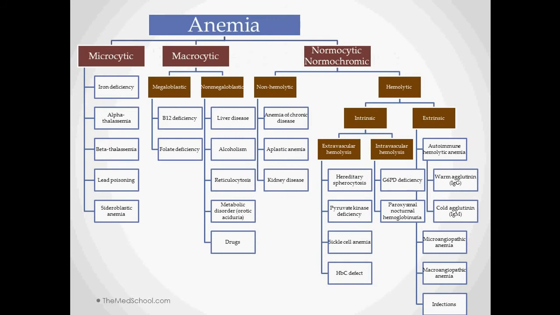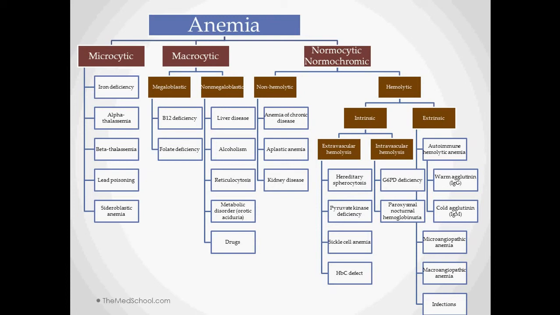This table shows some of the more important causes of anemia and breaks it up into microcytic, macrocytic, and normocytic. We'll talk about this in a second about what those numbers mean, but basically it's talking about the number of cells, I'm sorry, the size of the cells, not the number of cells.